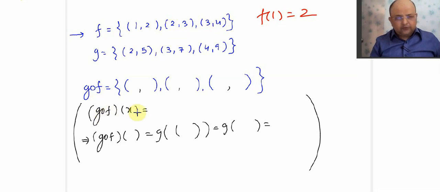Gof. What is gof x? Quickly now. G takes 2 to 5. G takes 3 to 7. G takes 4 to 9. Let me write down: g of 2 equals 5.